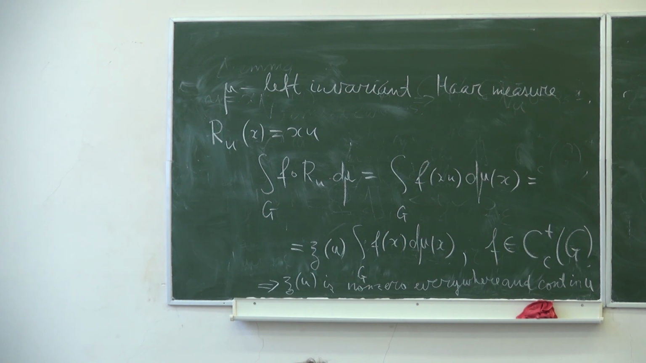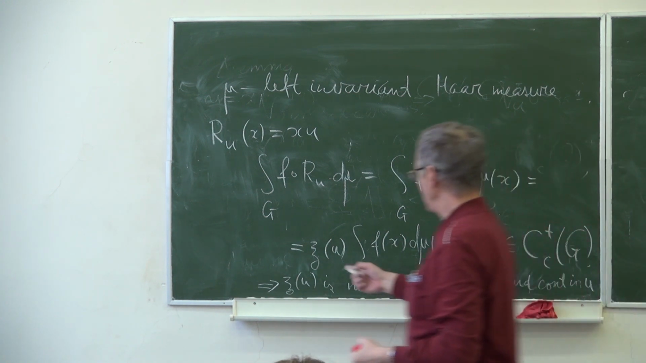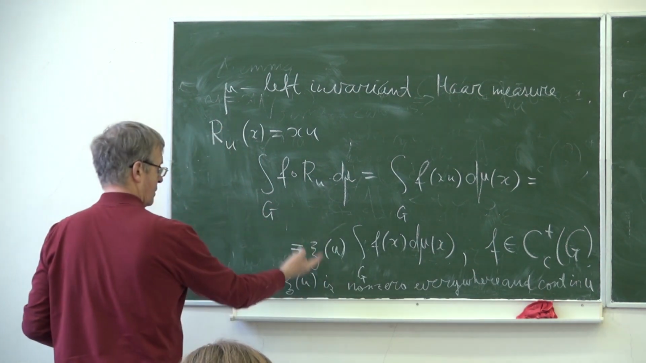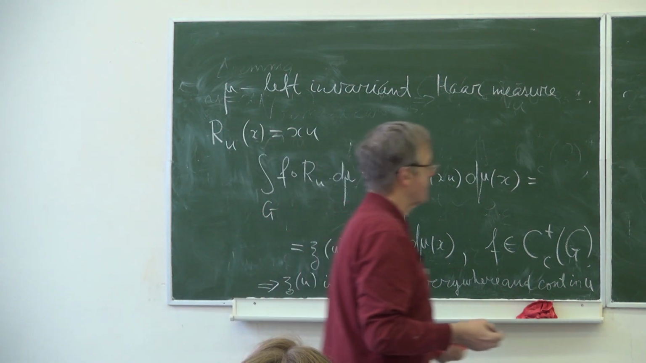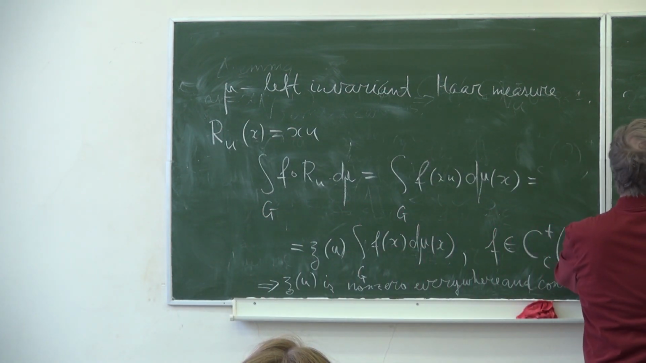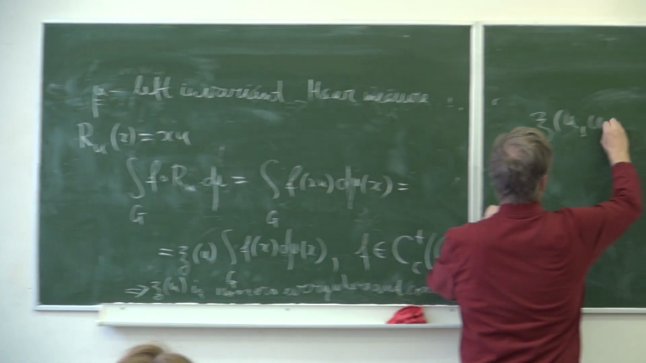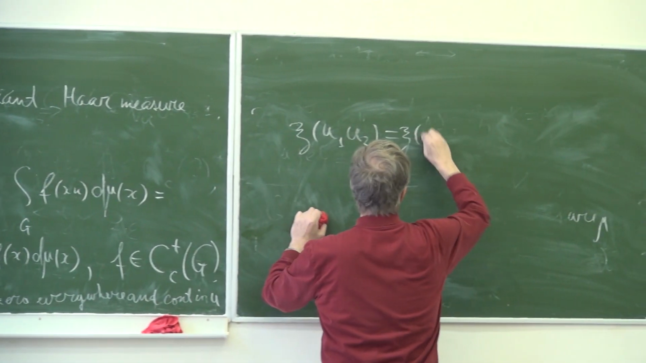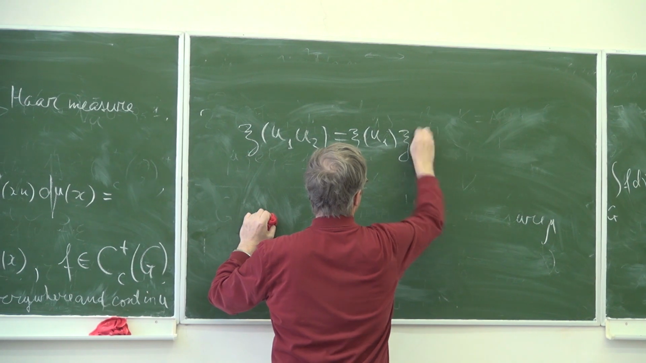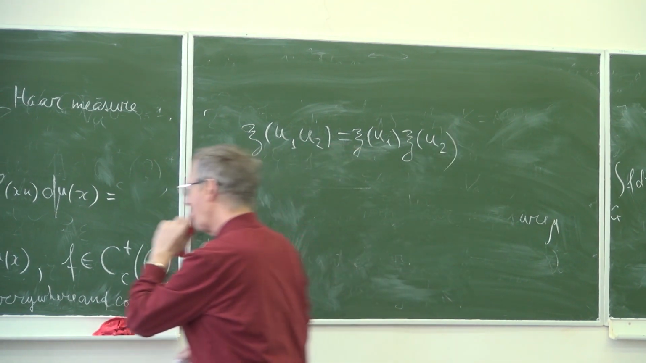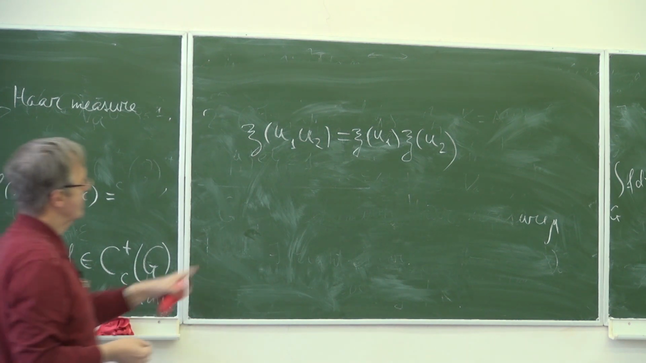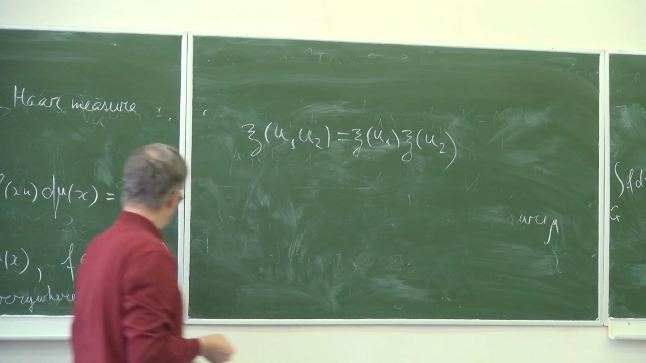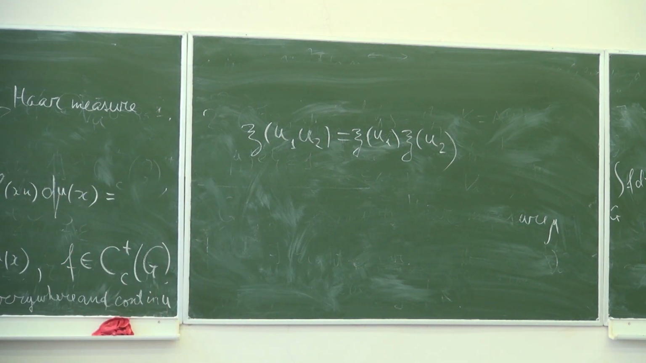And also it is clear that it is real. Okay, it is clear also that xi of u1 u2 is equal to xi u1 xi u2. So though it doesn't matter, precisely from the definition we see that this happens. Okay.